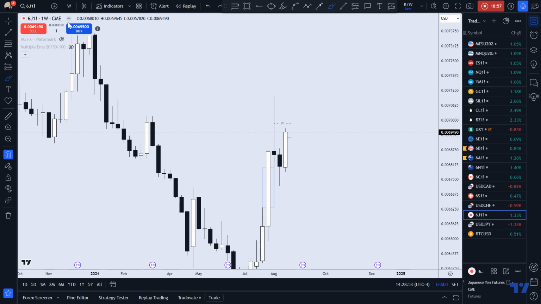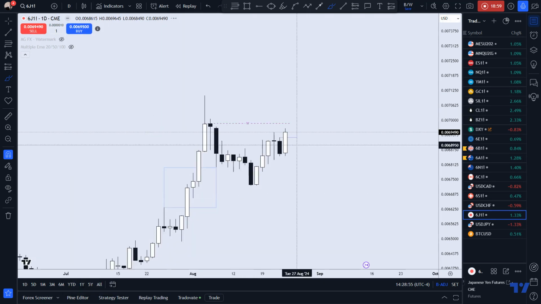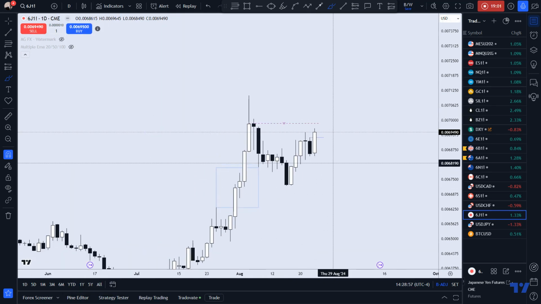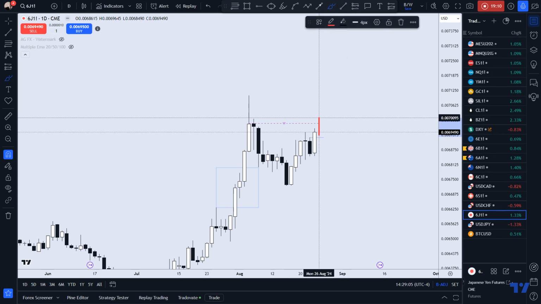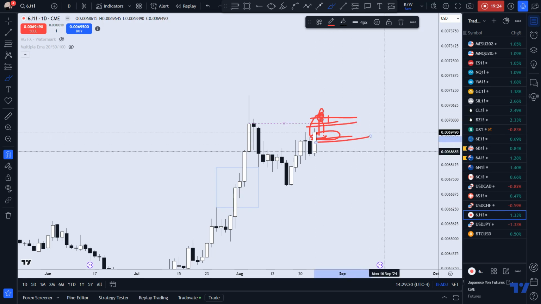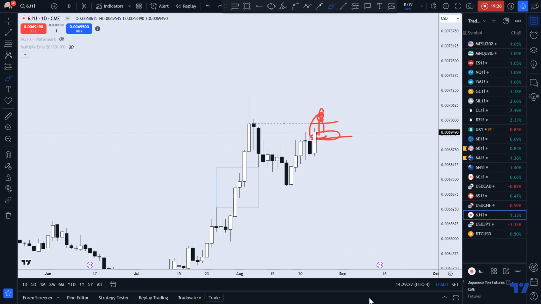Let's go to the daily. You see the blue bar I have here. I'm just waiting for price to go up higher and maybe close up here so we can have a bullish fair value gap. You see that blue bar there. I'm waiting for the other part to come in and close, so that we have this fair value gap, and then we can go up higher from there.